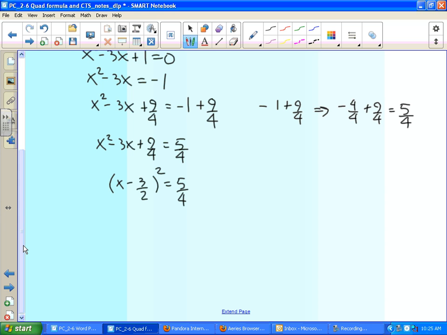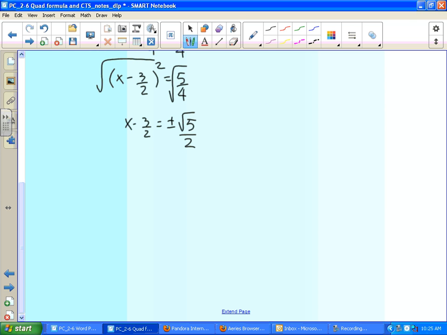Next, Kristen, what do we do next? Take square root of both sides. And when I do that, I get x minus 3 over 2 is now equal to plus or minus the square root of 5 over. Can we shortcut it? What can I write underneath? 2, because the square root of 4 is 2. Yes. If it's a perfect square, we're going to simplify it. And then my last thing, what do I do, Arthur? Add 3 over 2. And voila. Find our solution.